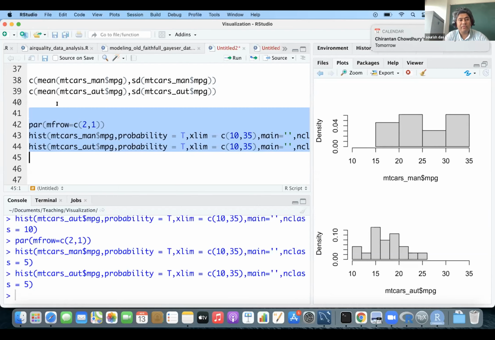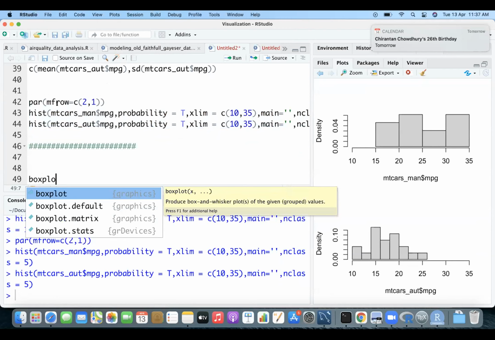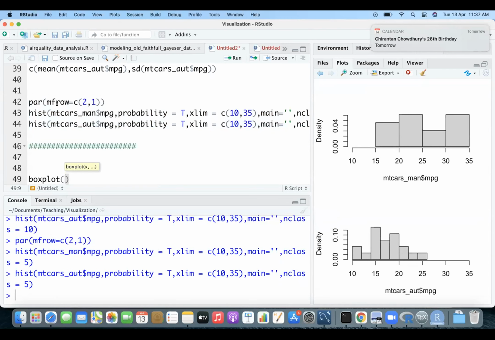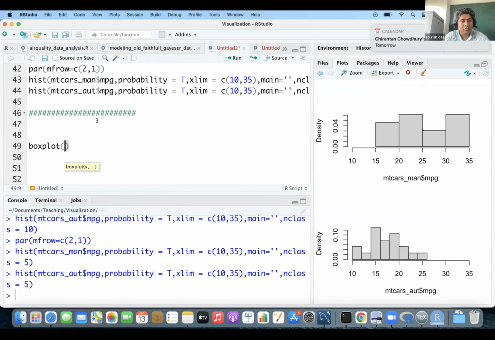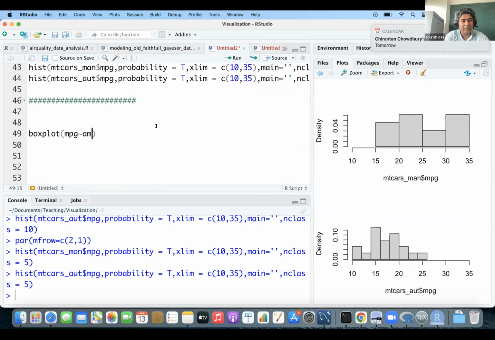There is another way of plotting this. There is something called a box plot. Are you guys aware of it? Yes, sir. Okay. Some of you may be aware of it, some of you are not. Don't worry, I am going to explain the thing.